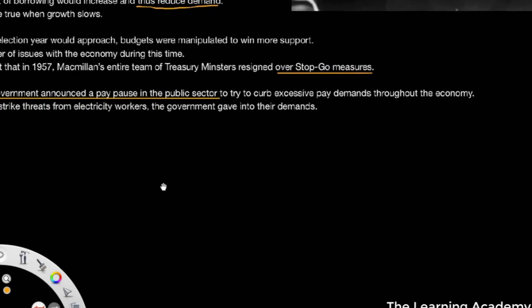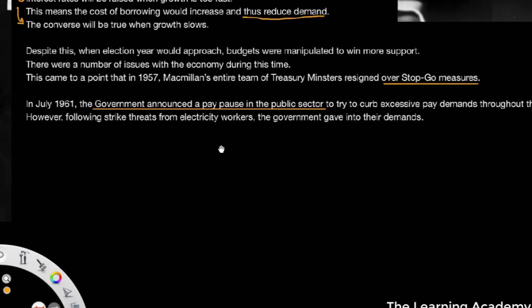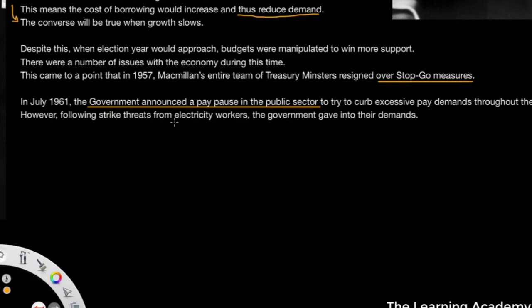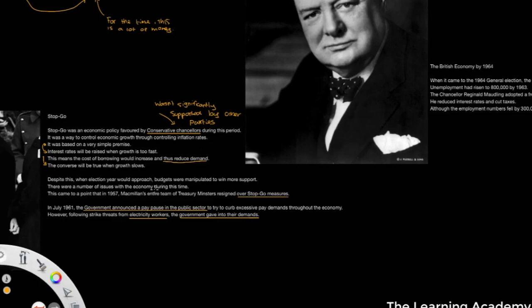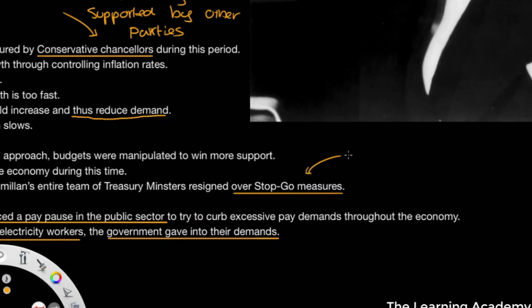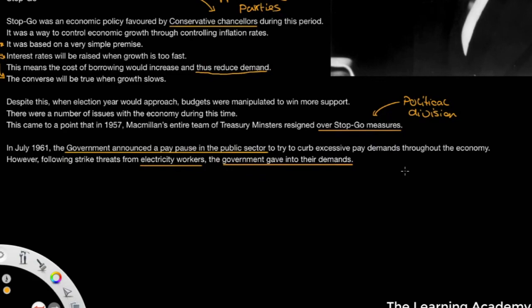However, following a number of threats of striking from electricity workers, the government gave in to their demands. So we start to see some minor cracks in economic development taking place with political division over the stop-go measures. We have some political division within the party, and we also have a decreased positive relationship between the government and public sector workers.